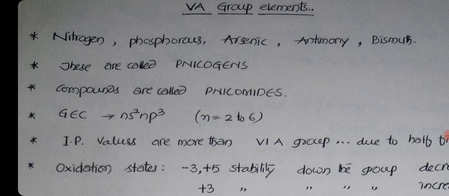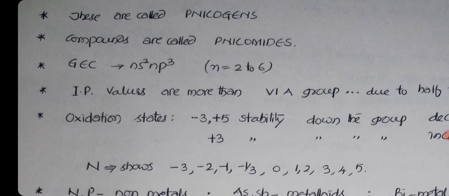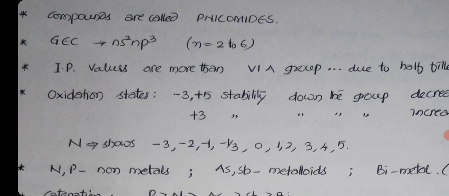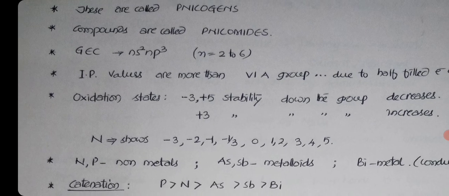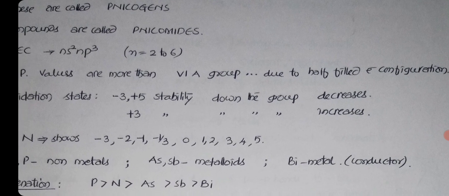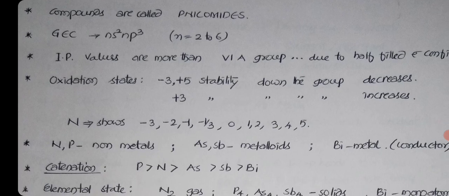General electronic configuration is ns2 np3 where n is equal to 2 to 6. Ionization potential values are more than group 16 elements due to half-filled electronic configuration. Oxidation states -3 and +5. The stability of these two states, the negative oxidation state and the higher oxidation state, decreases down the group. Lower oxidation state +3 stability down the group increases.